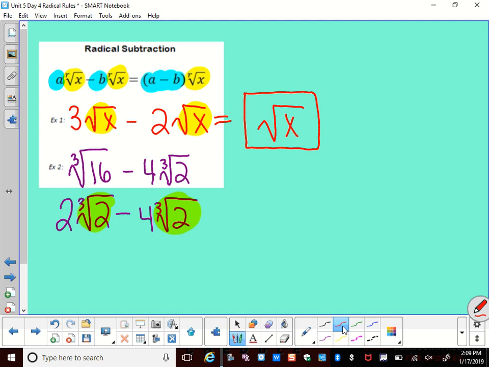We now have matching radicals. So that's the cube root of 2, and -2 goes out front because 2 minus 4 is -2.